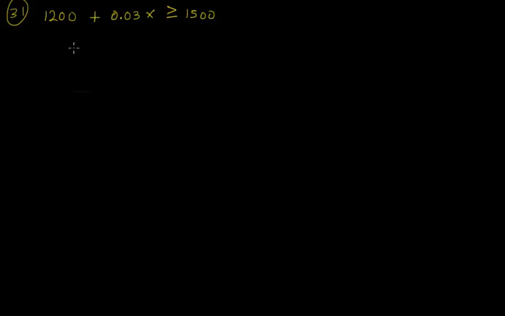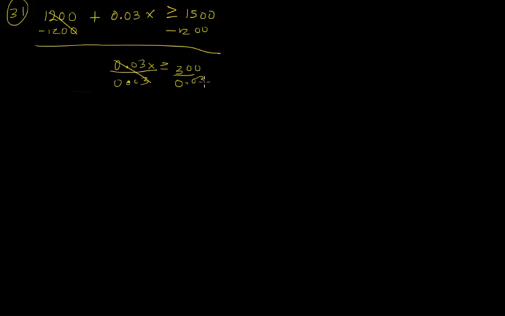Well, we've got our nice equation here, and let's go ahead and solve it. It's not that bad. So 1,200 minus 1,200 on both sides. 1,500 minus 1,200 is 300. 0.03x is greater than or equal to 300. Divide both sides by 0.03, and x is going to be greater than or equal to 10,000. So this person needs to sell at least $10,000 worth of insurance in order to make at least 1,500 bucks. So x has to be greater than or equal to 10,000.